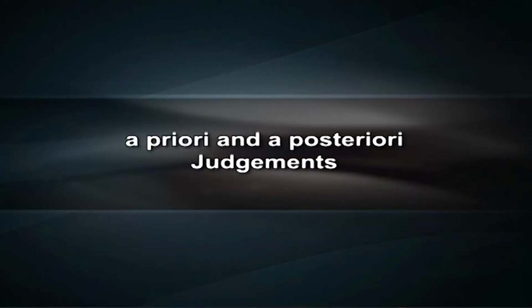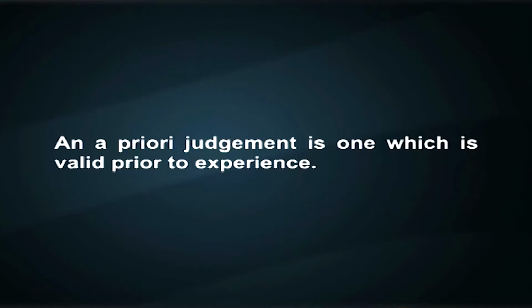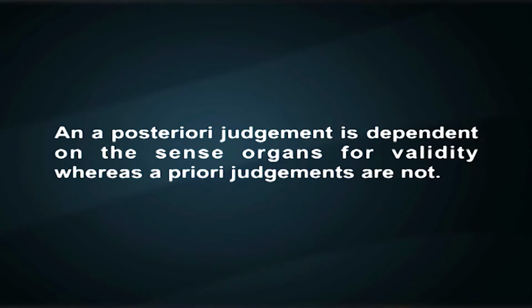Now, let us come to a priori and a posteriori judgments. An a priori judgment is one which is valid prior to experience. Example, all triangles have 3 angles, even if no one has ever seen or known a triangle is a 3-angle figure. But an a posteriori judgment comes only from senses. Example, it is raining outside. An a posteriori judgment is dependent on the sense organs for validity, whereas a priori judgments are not.